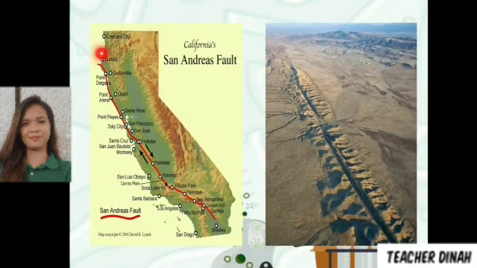So a perfect example for transform fault boundaries is the San Andreas Fault in California. So here, the red line is the San Andreas Fault. This is the picture in which the two plates are sliding against each other.